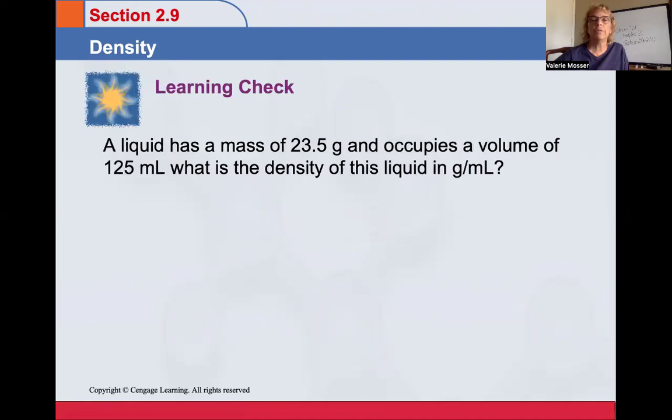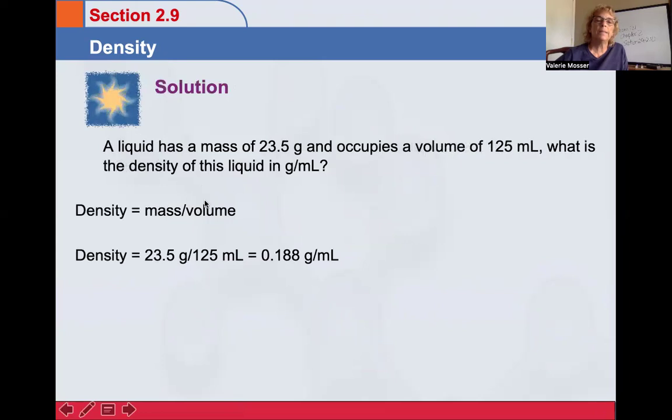So here's a learning check for you. A liquid has a mass of 23.5 grams and occupies a volume of 125 mL. What is the density of this liquid? So pause your recording, calculate this density. We can see that the density is the mass over the volume, 23.5 divided by 125. Both of these numbers have three sig figs, so the answer, the density, is going to have three sig figs, 0.188 grams per mL.